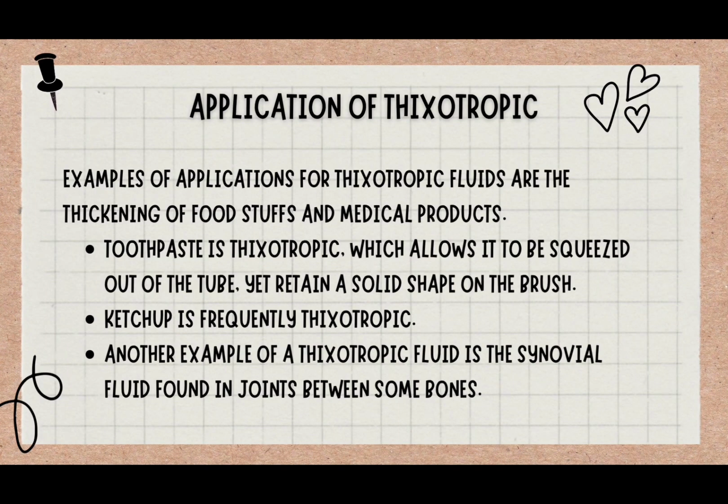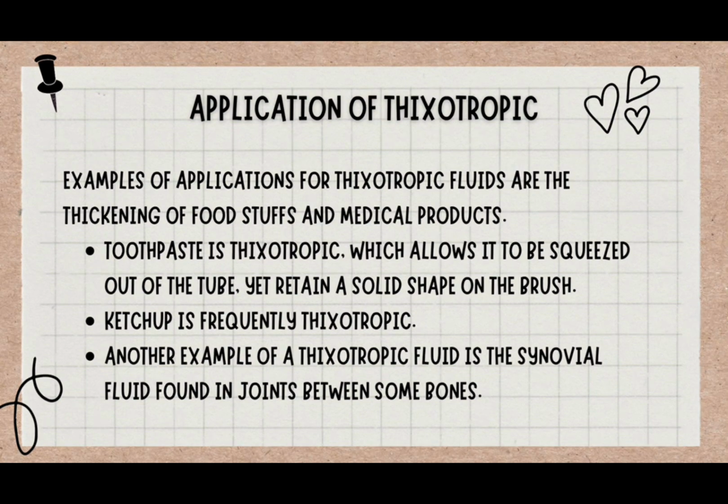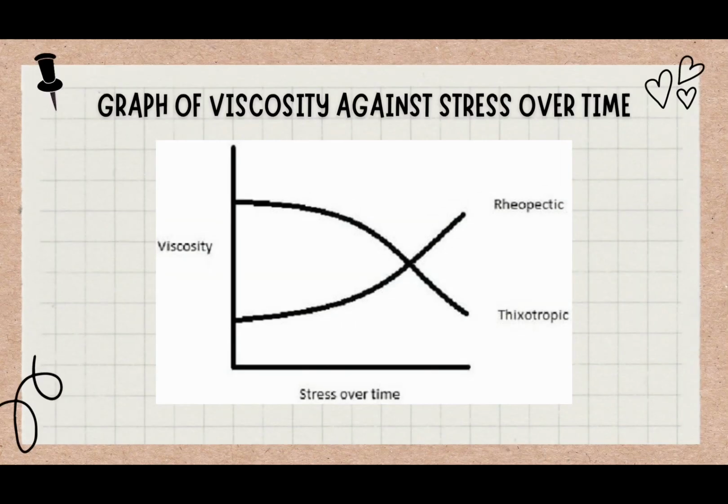Examples of applications for thixotropic fluids are the thickening of foodstuffs and medical products. Toothpaste is thixotropic, which allows it to be squeezed out of the tube, yet retain a solid shape on the brush. Ketchup is frequently thixotropic. Another example of thixotropic fluid is synovial fluid found in joints between some bones. The graph shows the viscosity against stress over time.